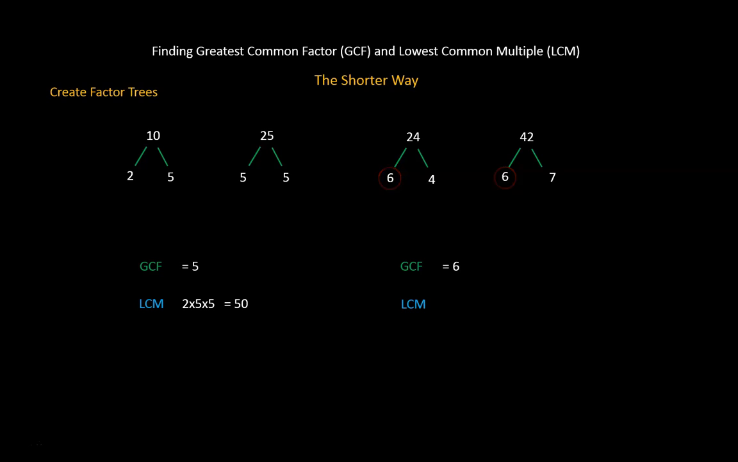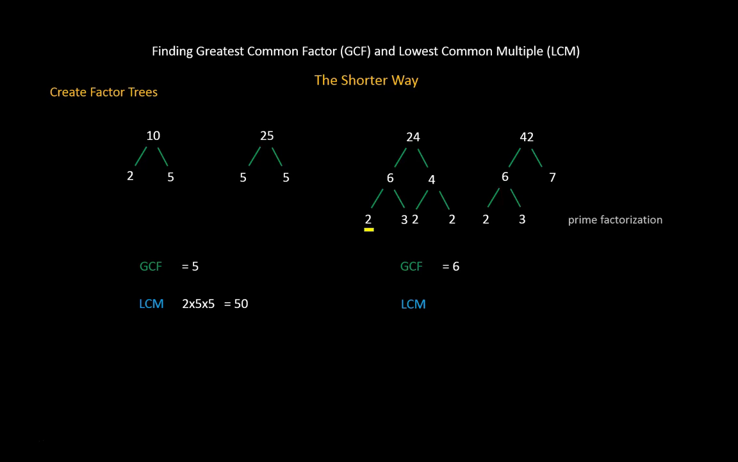To find the lowest common multiple, we need to factor further until we have all prime numbers. 6 factors into 2 and 3, 4 factors into 2 and 2, and this 6 also factors into 2 and 3. Now all factors are primes, so this ends the factorization. When factor trees are extended until all prime numbers, this is called prime factorization.